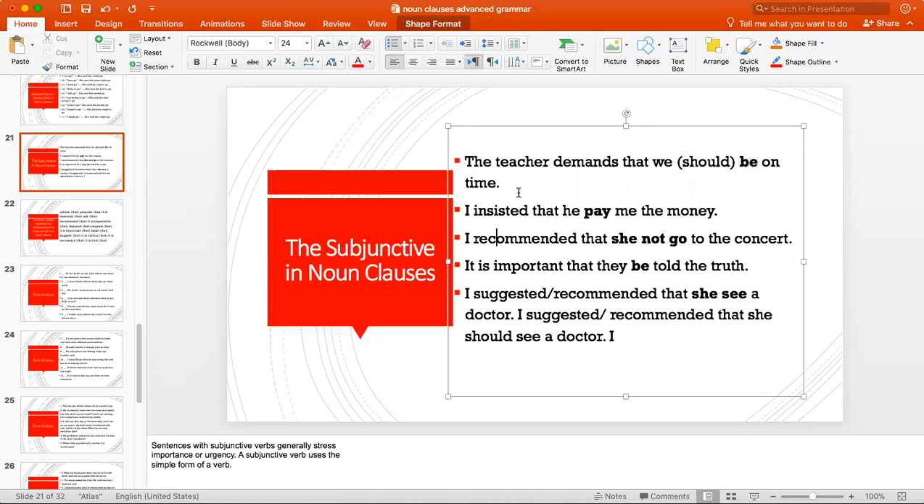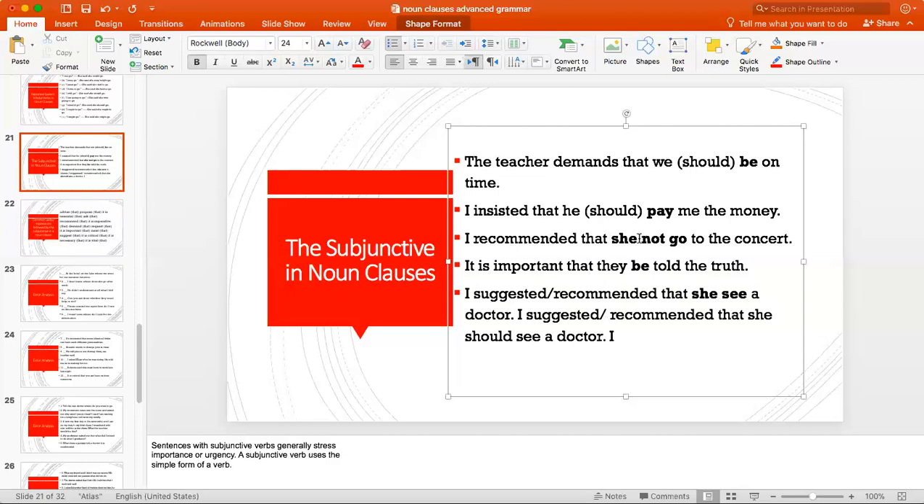I insisted. So the verb demands, the verb. I insisted that he pay. We don't say he pays. If we don't have this, it could be he pays me the money. It's correct. If you say he pay me the money, this is wrong. But here, why don't we say he pays? Remember, after insisted, we have the subjunctive in this noun clause format where we have a should used most often in British English, but not in American English. That's why.